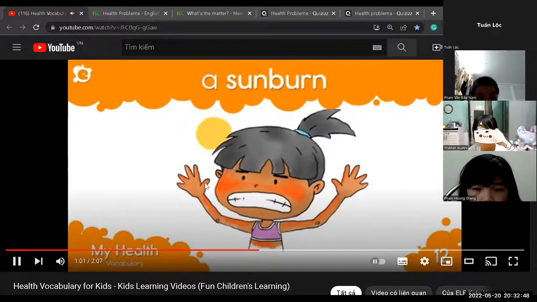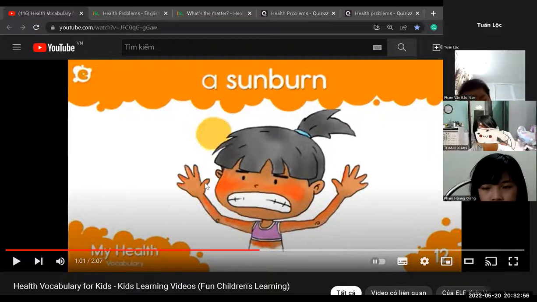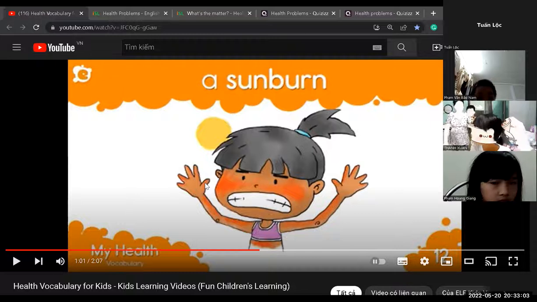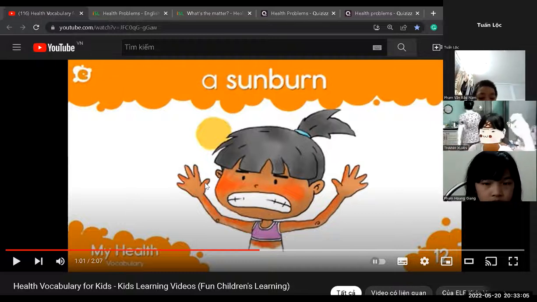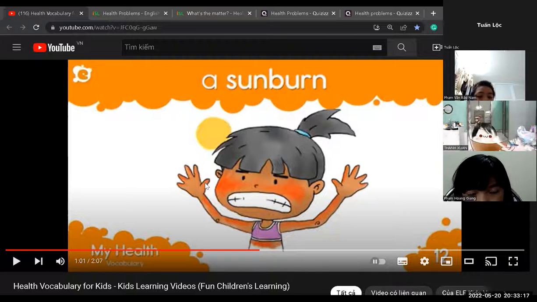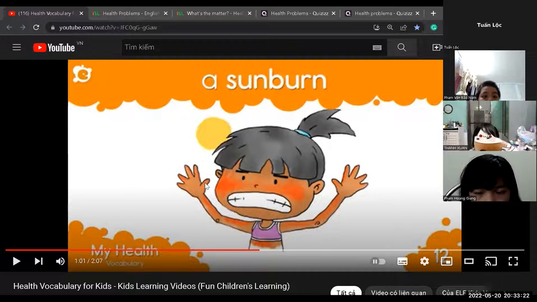A sunburn. When it's summer vacation, you have to go to the beach, right? And you stay there for the whole day. You swim in the sea, you build sandcastles on the beach, so you will get a sunburn if you don't use sunscreen or sun cream. Your skin will turn a little red and then maybe a little bit black. Sunburn. Okay, your skin will get darker.